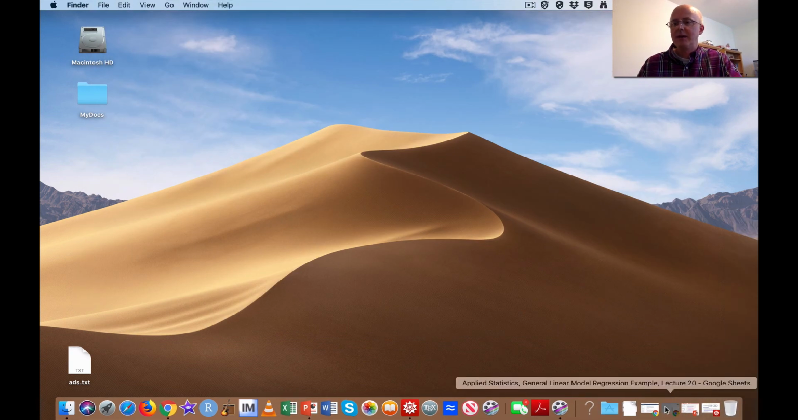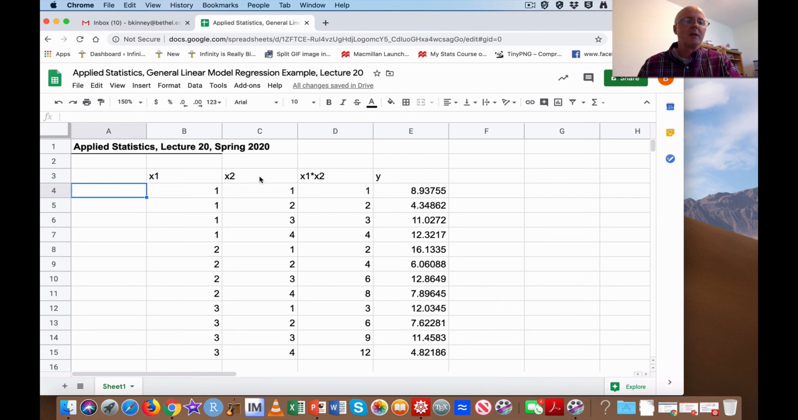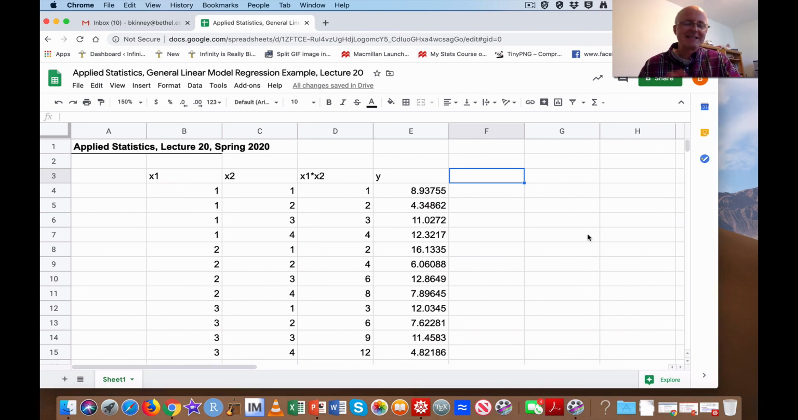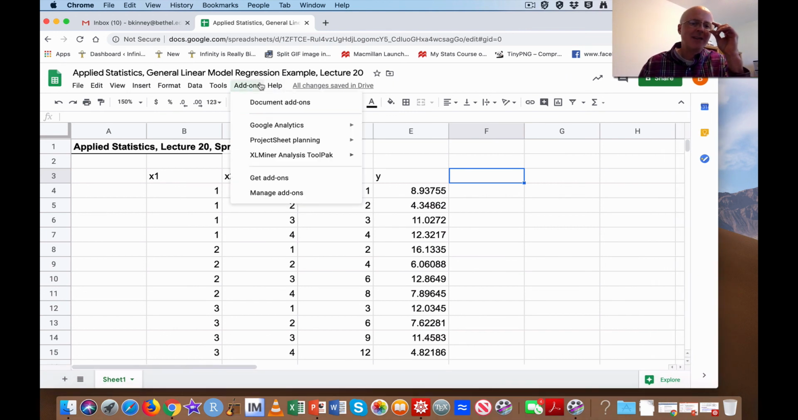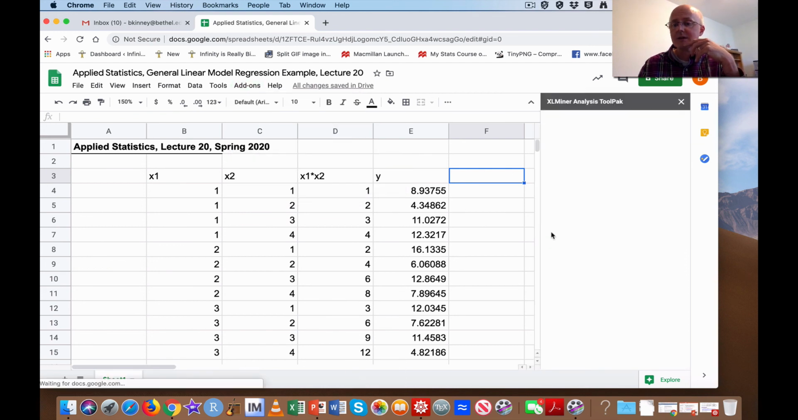Let's just end again by looking at the spreadsheet. So I have my x1 column, my x2 column, my x1 times x2 column, and my y column. Essentially, this is the design matrix. And if you are in Excel on a PC, you have access to something called the Analysis Toolpack. If you have Excel on a Mac, as far as I know, it's not available. That can do linear regression.